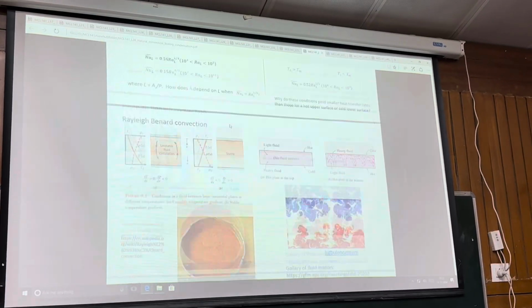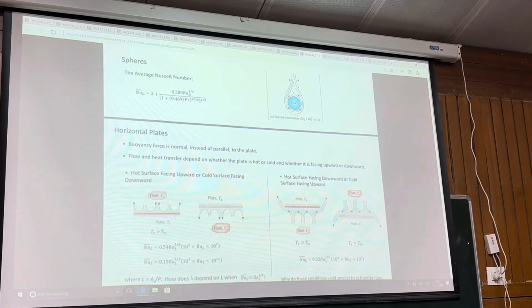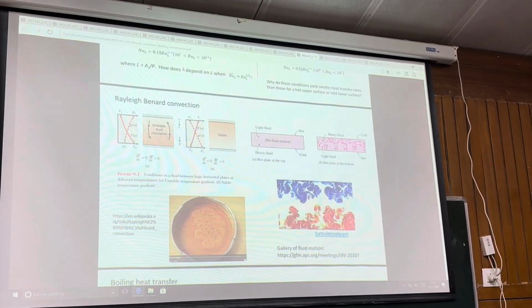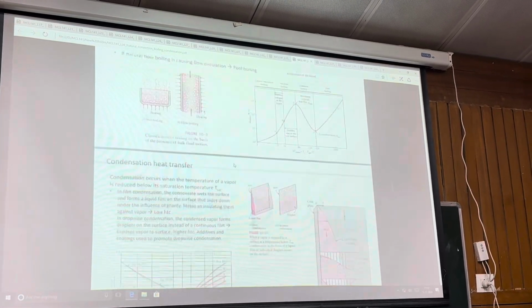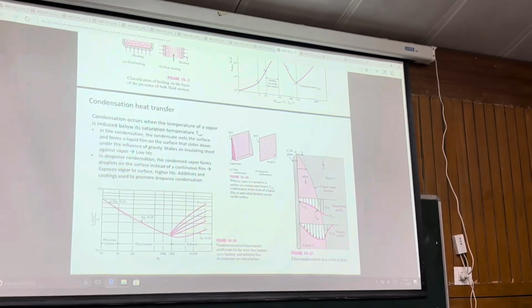Okay. So again, you can ignore the horizontal plates and the Rayleigh-Benard. Boiling you can ignore, condensation you can ignore. That is just for your knowledge.